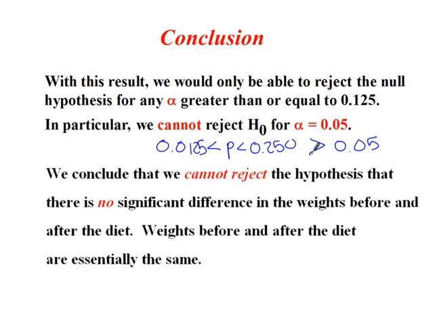25% is going to be bigger. In fact, I put a decimal in the wrong spot, 0.125. In fact, this 0.125 would be bigger. So that means that we cannot reject, or we fail to reject, the null hypothesis. So we can conclude that we cannot reject the hypothesis that there's no significant difference in weight before and after the diet. Weights before and after the diet are essentially the same. So basically, our data wasn't statistically significant. We couldn't throw out anything.